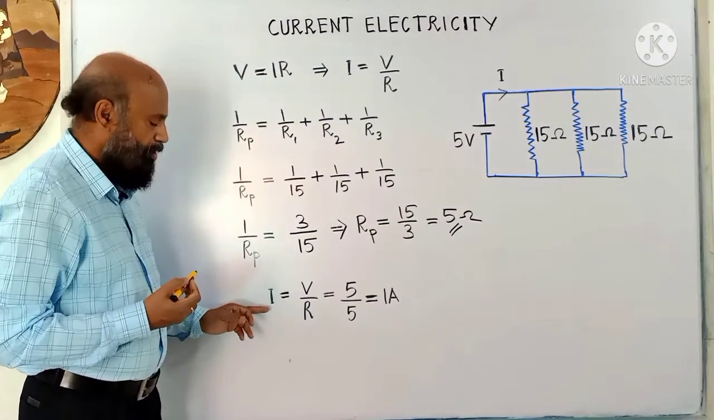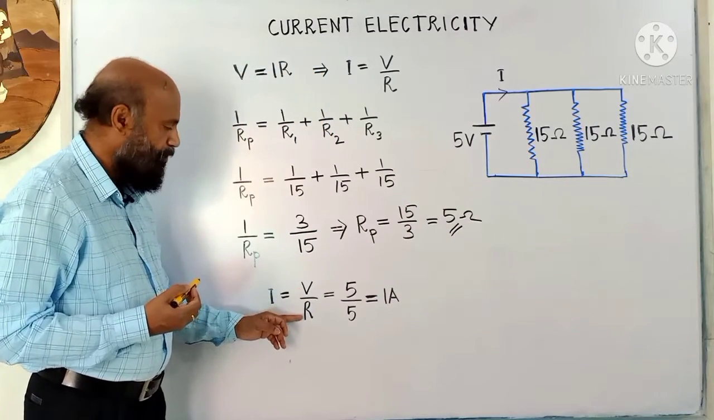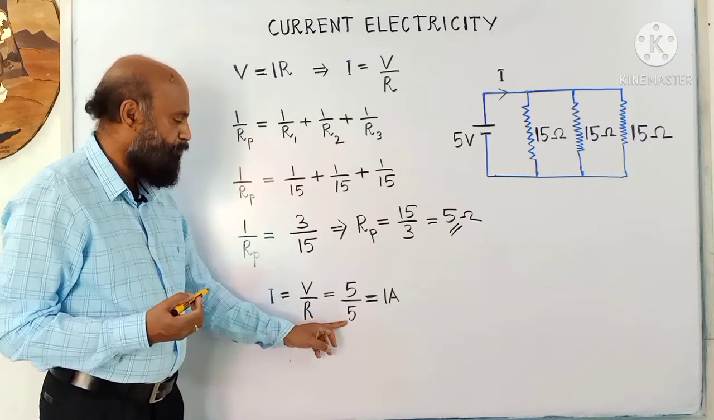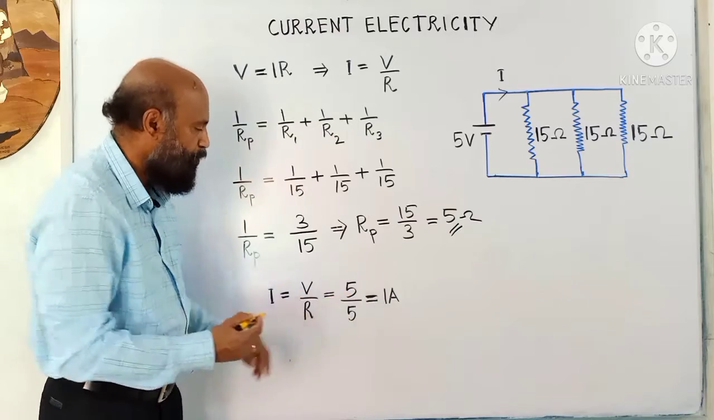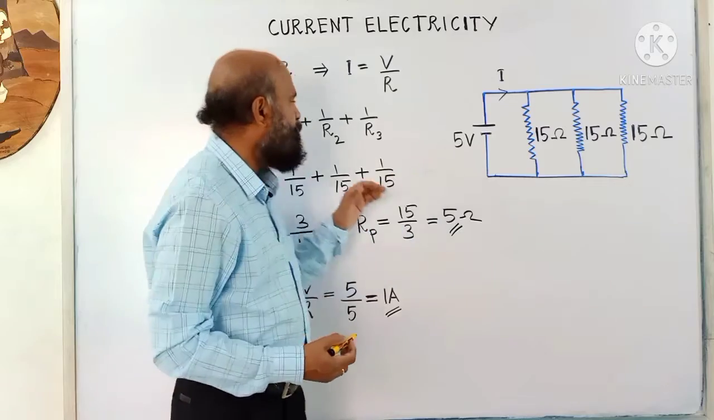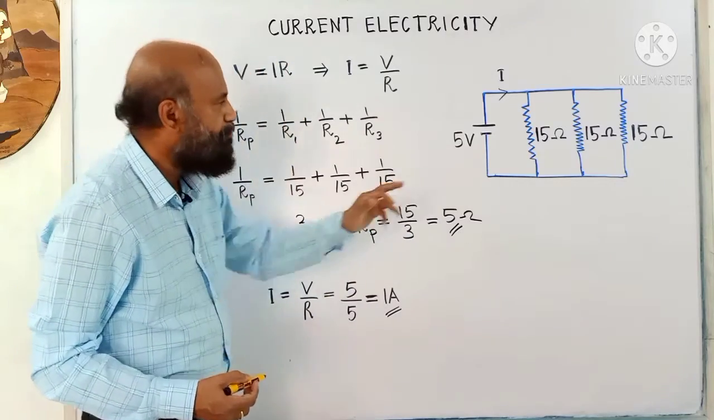Now current is equal to voltage divided by resistance. Voltage is 5. Then effective resistance is 5. 5 divided by 5 is 1 ampere. But in this case, this much calculation is not needed.